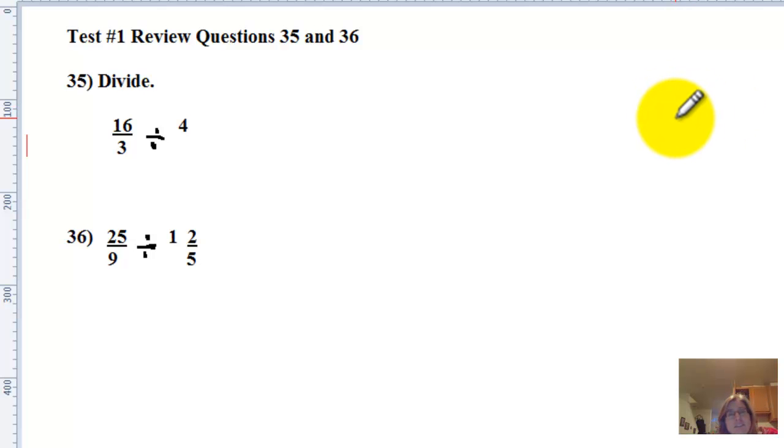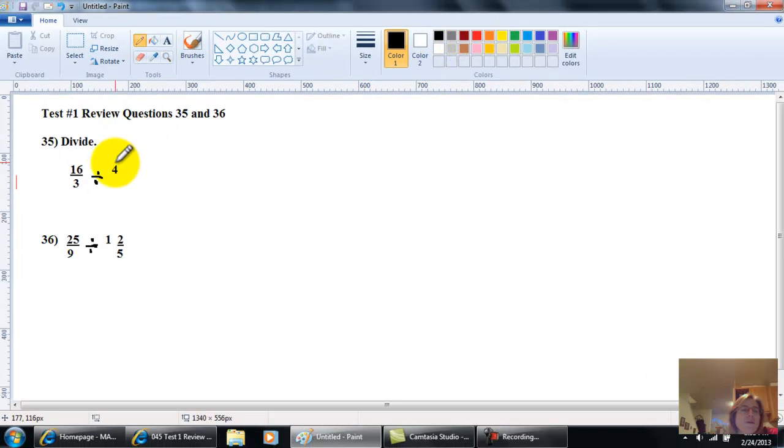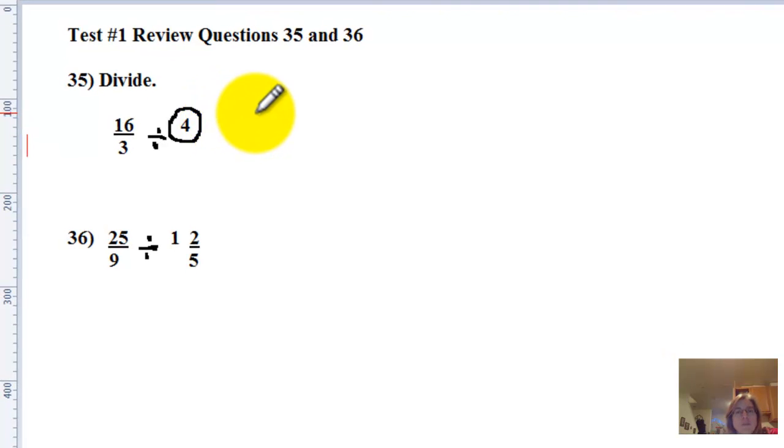Alright, this is test 1 review, problems 35 and 36, and it's dividing again fractions. In this case we're dividing a fraction by a whole number, and in number 36 we're going to divide a fraction and a mixed number. So in this division here for number 35, what we're going to do is take this whole number here and make it into an improper fraction.